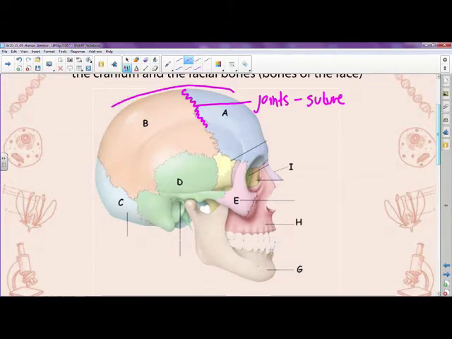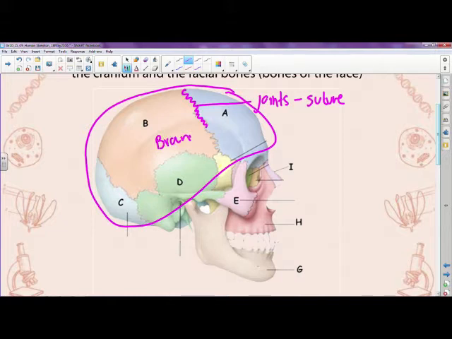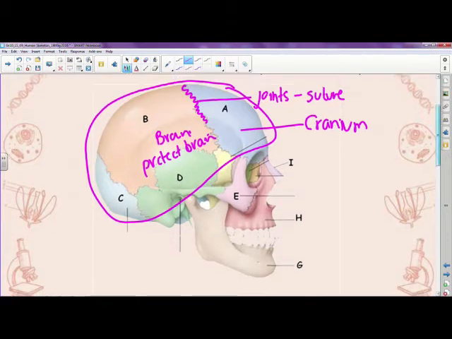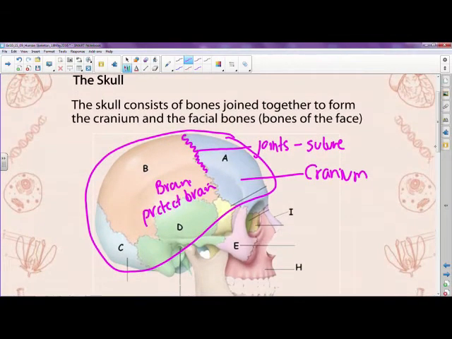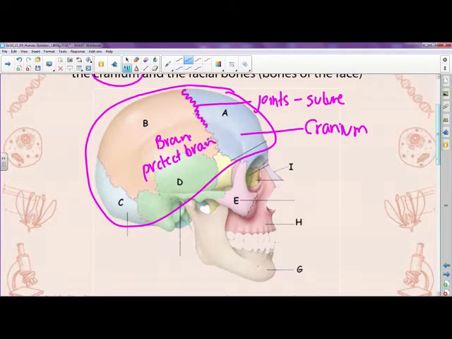Now, just a concept I want to clarify with you is the following. These parts over here, labeled A, B, C, D, inside there we're going to find the brain. They're going to protect the brain. Those bones make up the cranium. So when we look at the skull, it's almost made up of two parts. It's the cranium, which is going to protect the brain.